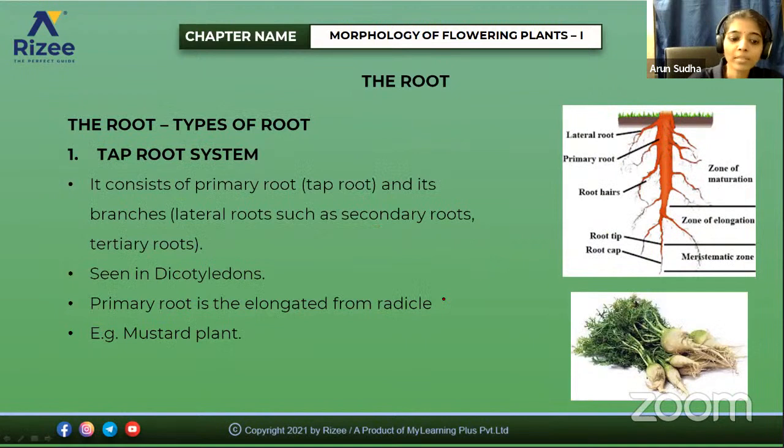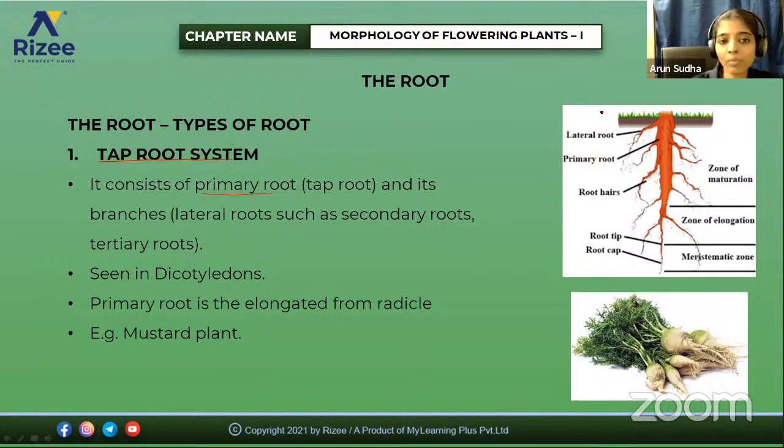The first one is the taproot system. What do you mean by the taproot system? It consists of a primary root, that is, there will be a primary root and its branches. So this is the root and this is the primary root. It is formed directly from the radicle. Inside the embryo, there will be a radicle and plumule, and in the case of taproot, it is formed directly from the radicle of the embryo.